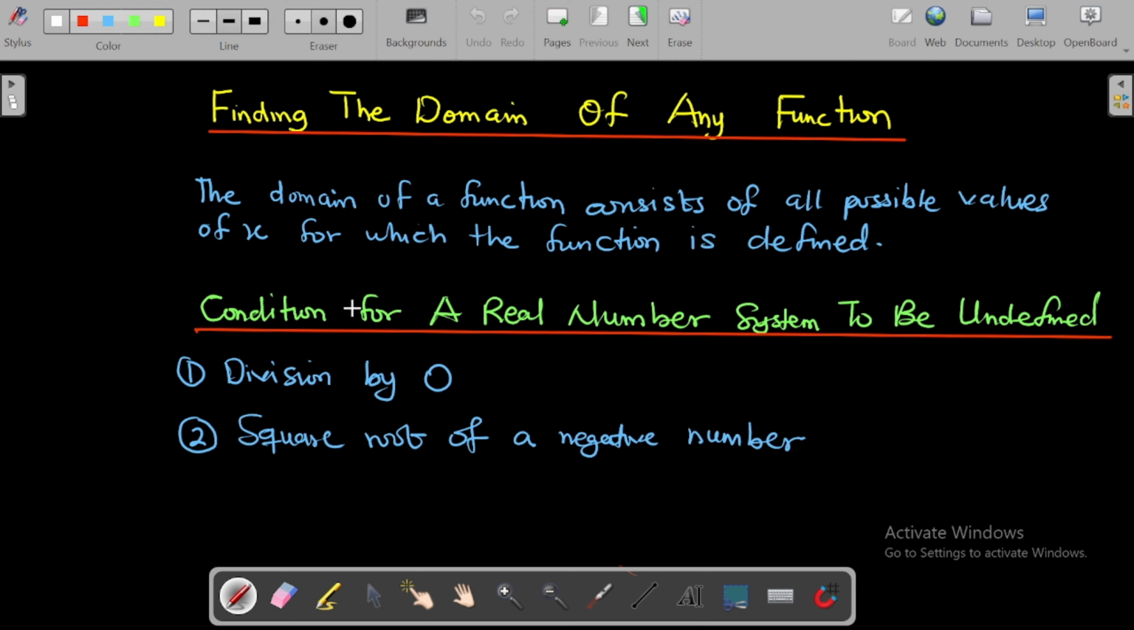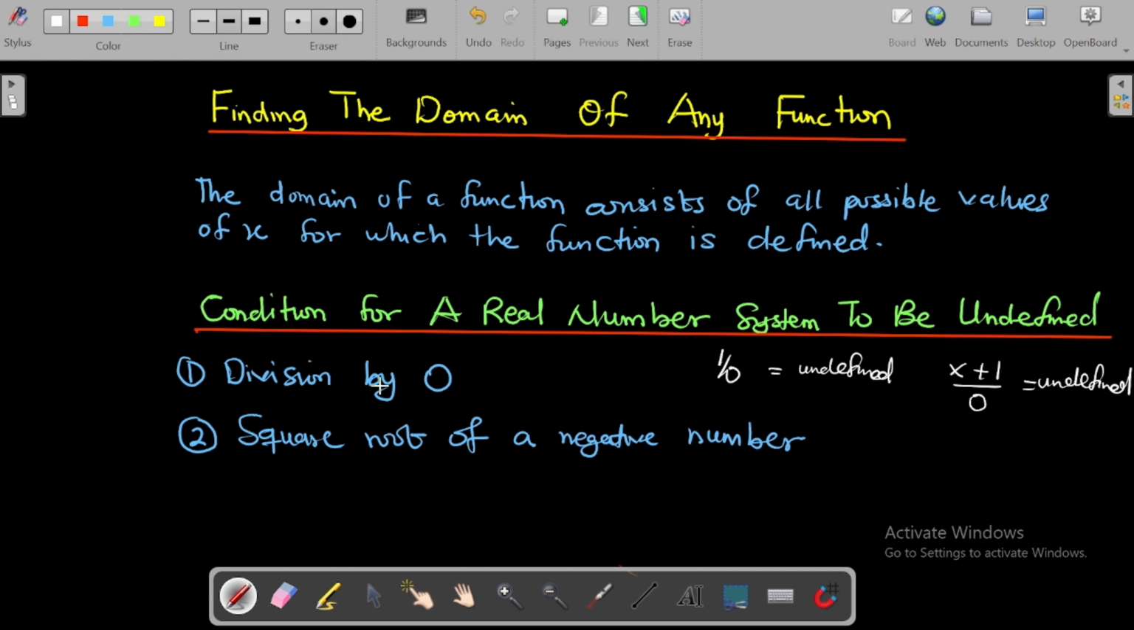We have two conditions. The first one is that the system should not be divided by 0. So for example, if you have 1 over 0, it means you have an undefined system. Or if you have a function of x plus 1 all over 0, it means the function is undefined.